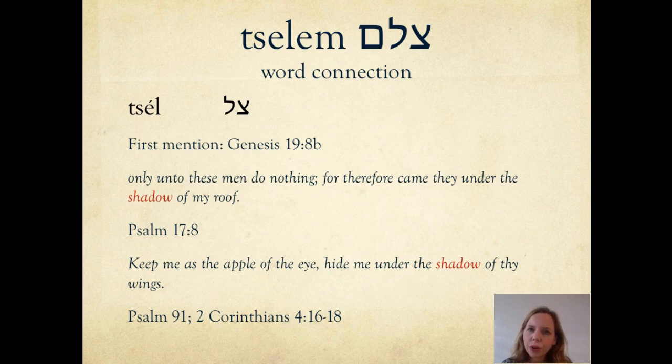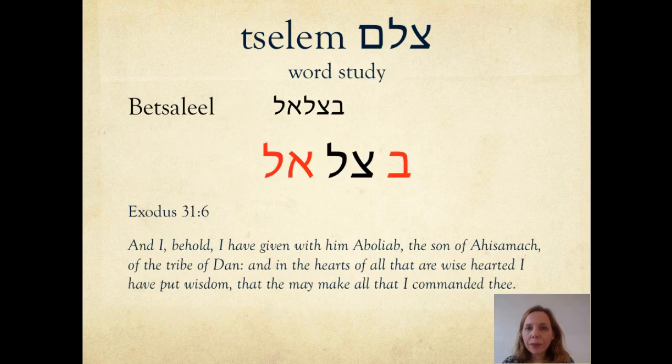But the image of God that was created in us will be protected. The essence that is us, that is our soul, that God put in us will be protected when we are hidden under the shadow of His wings. Other verses where we find things like this is Psalm 91. I also put in a verse of the New Testament, 2 Corinthians 4, verse 16 to 18.